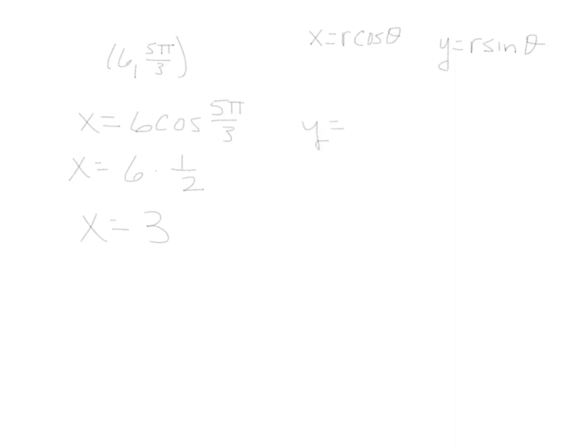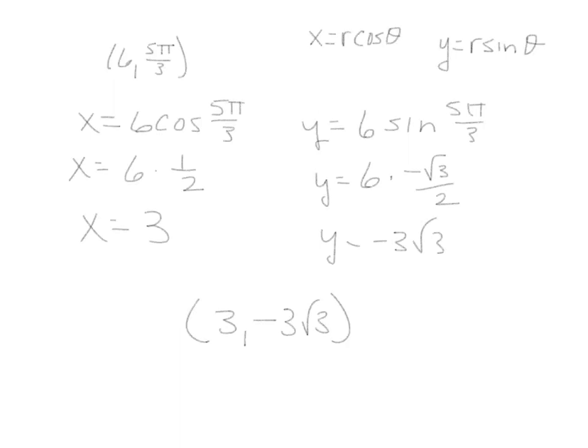We have the equation y equals r sine theta. So again, r is 6. Sine, our angle is 5 pi over 3. So again, take a look at your unit circle. Sine 5 pi over 3, that is negative radical 3 over 2. So that would give us that y is equal to negative 3 radical 3. So we would then write the ordered pair as 3, negative 3 radical 3. That would be our answer in rectangular coordinates.